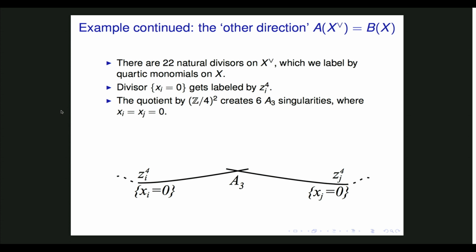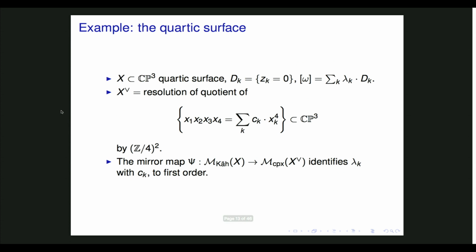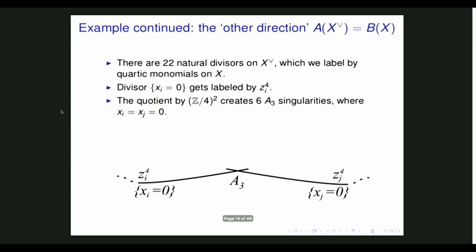So we still have, recall we took some quartic hypersurface in CP3, quotiented by a group action, and then took some resolution. So we still have 4 divisors given by the vanishing loci of the homogeneous coordinates. And under this correspondence between divisors and monomials, those divisors xi equals 0 get sent to the monomials zi to the 4th. So where do all these extra divisors come from?